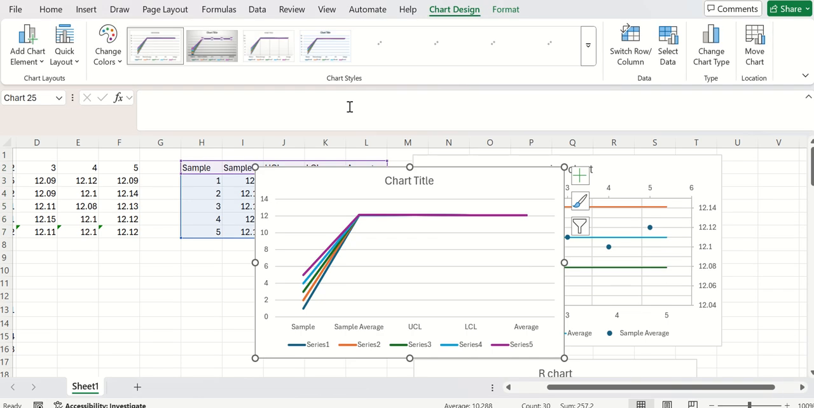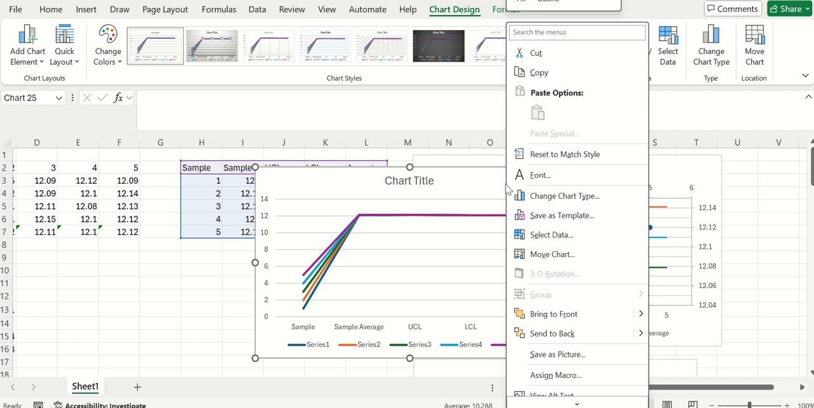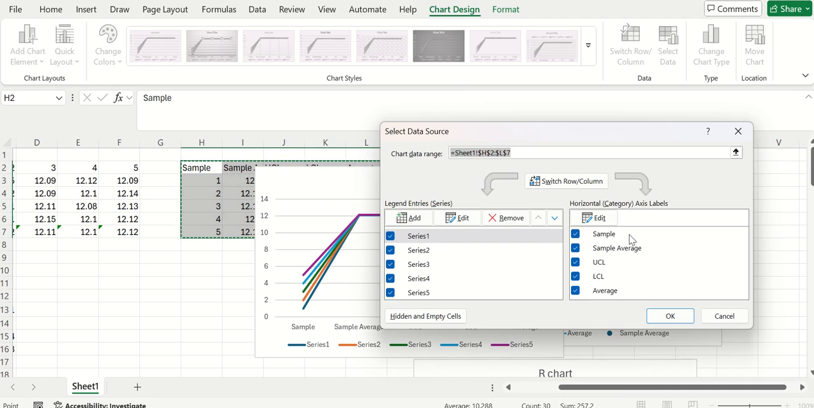Whenever the data shows up, at this point what we have is different series and samples, and our upper control limit and lower control limit are down here on the X axis. They should be on the Y axis. So if I right click on the chart, one of the things I have is Select Data. You can see all of the items that I would like to see on my Y-axis are actually on the X-axis. So I'm just going to click on Switch Row/Column.